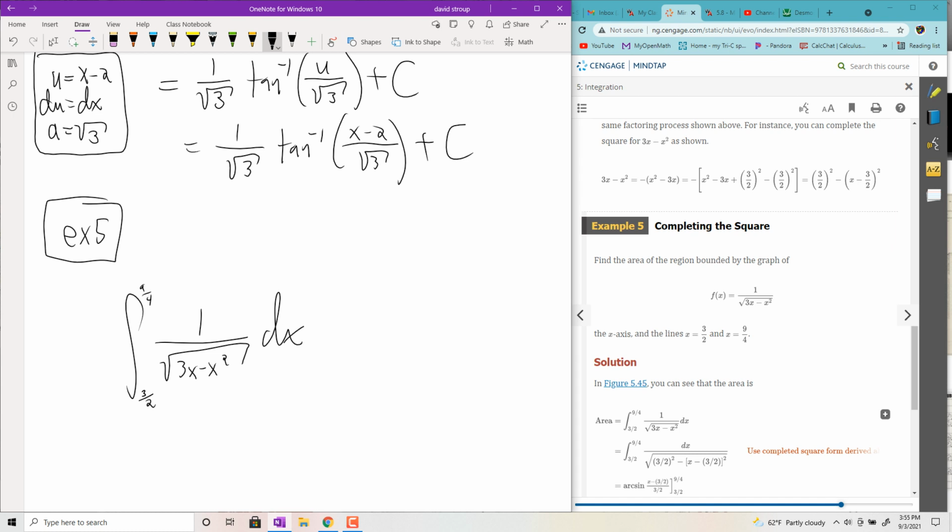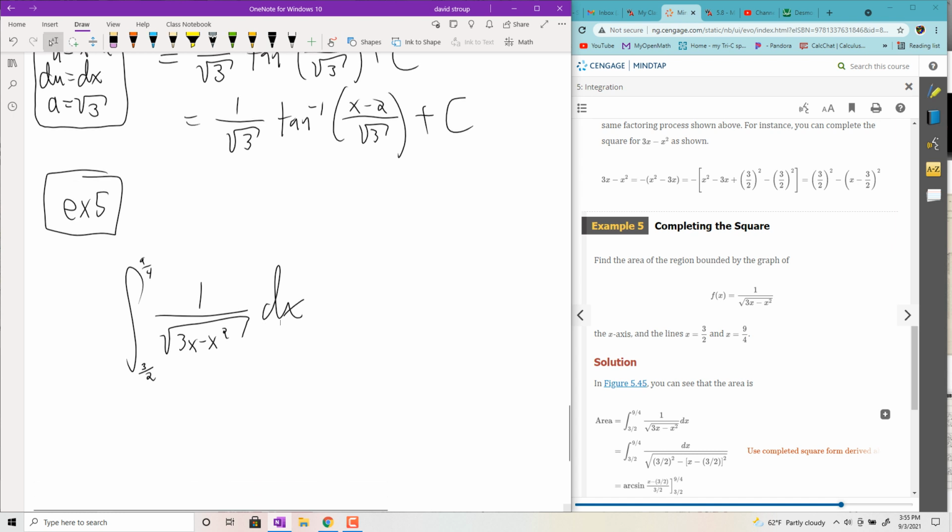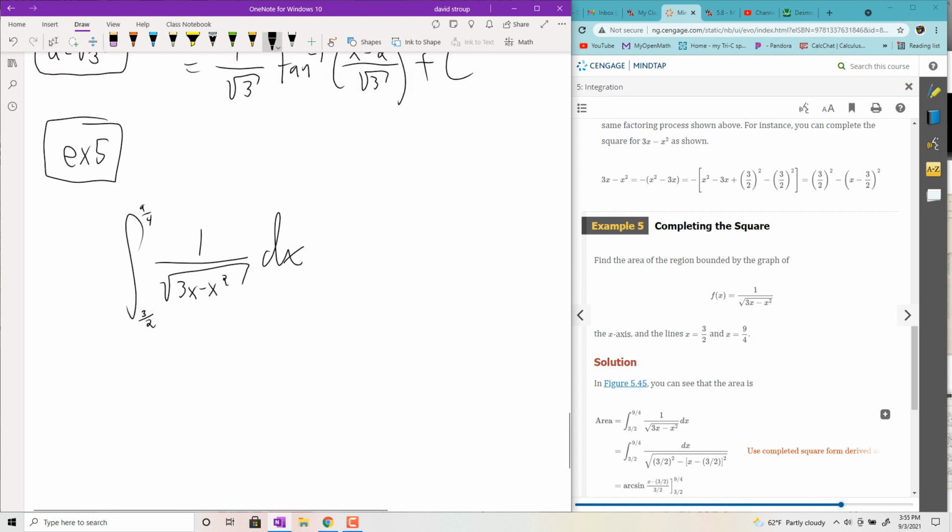Okie dokie. I really like to rewrite it with a leading coefficient of 1 when I complete my square. So I'm going to rewrite that denominator a little bit to pull that off. The way I do it is to factor a negative out, and I'll have x squared minus 3x, and then I have to add something in to complete the square.